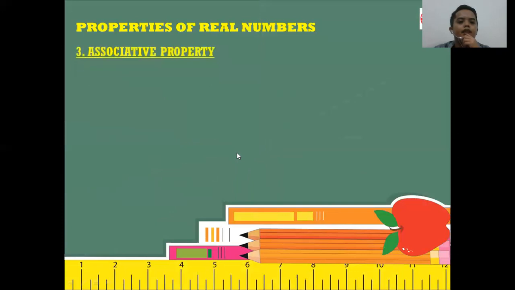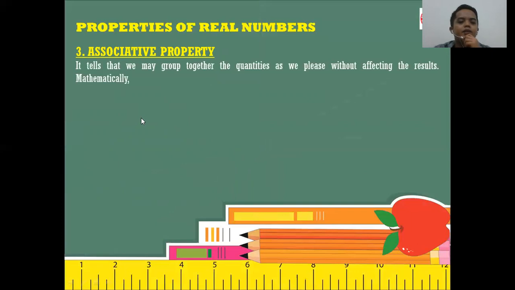Next, the third property is associative property. So when we say associative property, it tells that we may group together the quantities as we please without affecting the results.